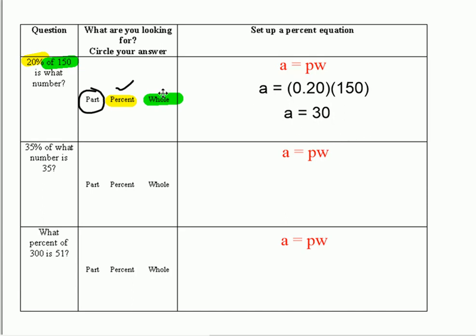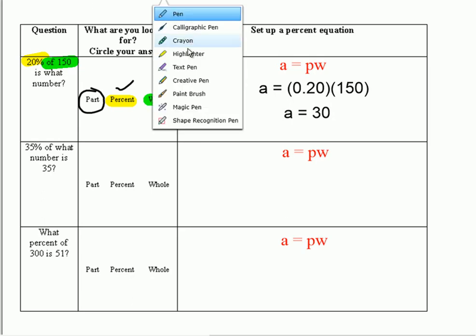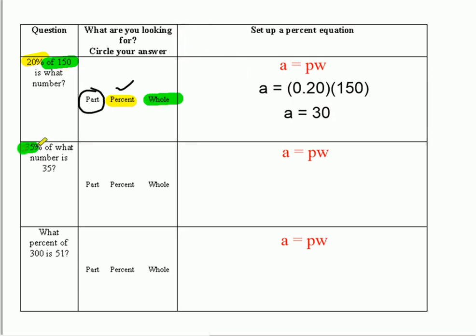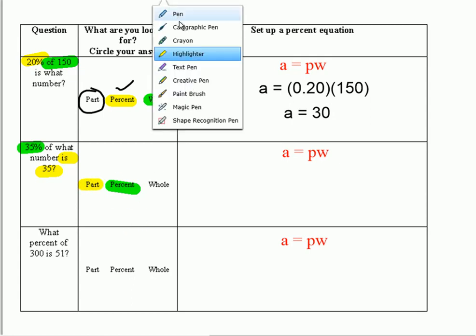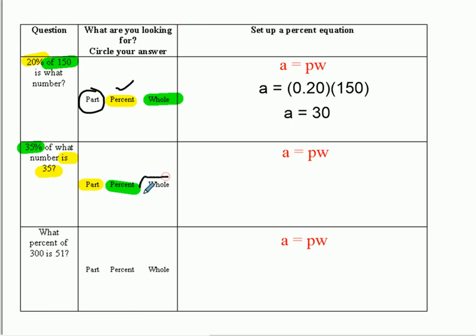Now, they get a little trickier depending on what I'm looking for. The next one says 35%. So again, I know it's pretty obvious I have the percent. Of what number is 35? So that is 35. Is that equals? So equals 35, which means that is the part, which means I'm looking for the whole number in this case. I don't have my whole.